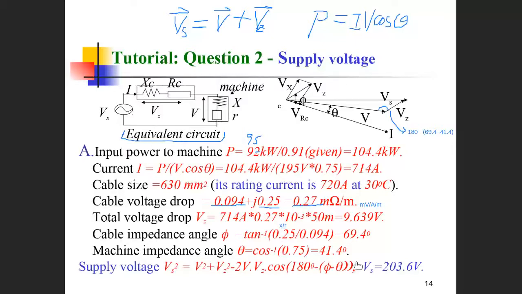You can calculate the source voltage required as 203.6 volts, while the voltage to the load is 195, and the voltage drop across the cable is 9.6. 195 is the V, and 9.6 is the Vz, and the Vs is not the direct sum, right? But you get the triangle relationship between them. You can use a different approach to the calculations. Some students may be familiar with the polar forms. Some students are familiar with the triangle theories.